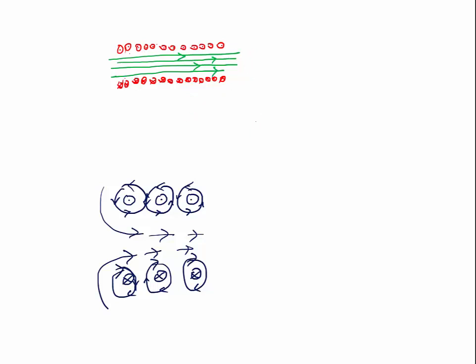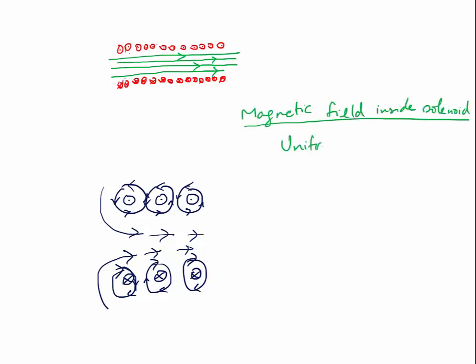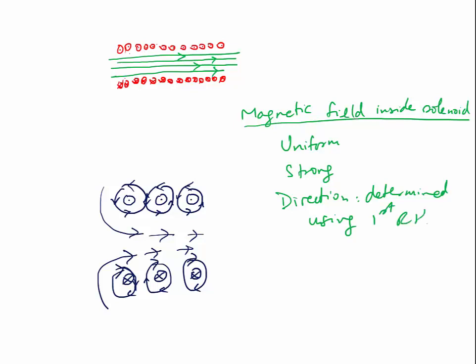So let's write down some of these properties. The first thing is that it's uniform. The second thing is that it's pretty strong because of the additive effect of all of these coils. And then the direction is determined using the first right-hand rule and the given direction of current. All right, having specified all this, we know how to figure out the direction of the magnetic field based on the direction of the current.